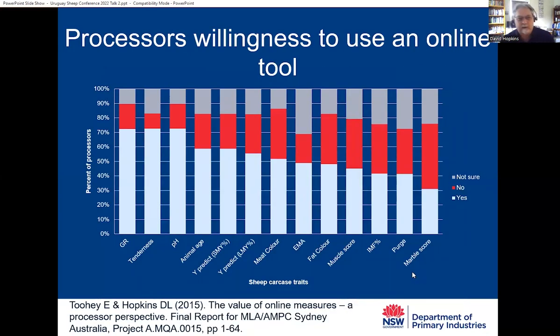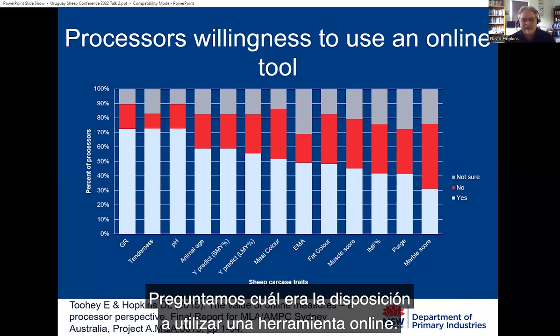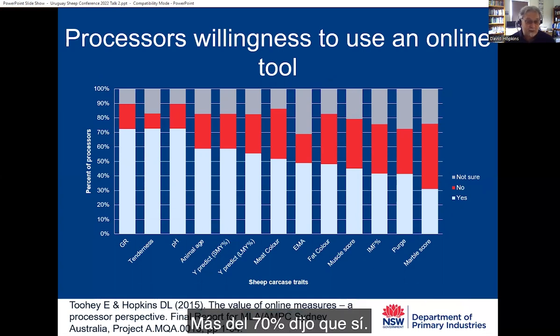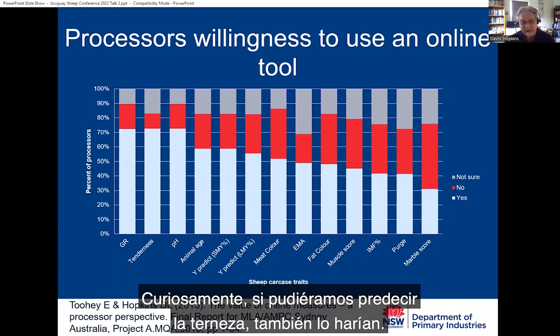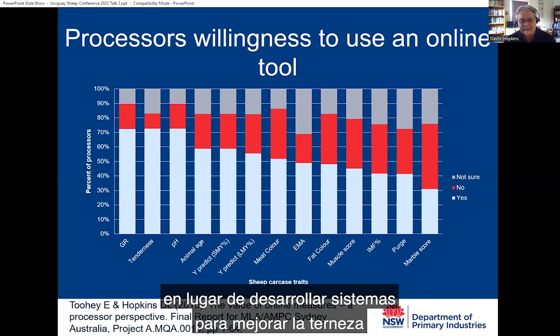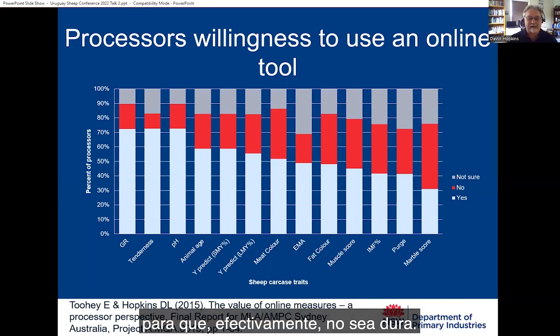Here, the question was, what's their willingness to use an online tool? So if we developed an online tool for GR, would they use it? And more than 70% said they would. Interestingly, if we could predict tenderness too, they would do that, which is an interesting concept, being able to actually measure the tenderness as opposed to developing systems to improve the tenderness so that, in fact, it's not actually tough.